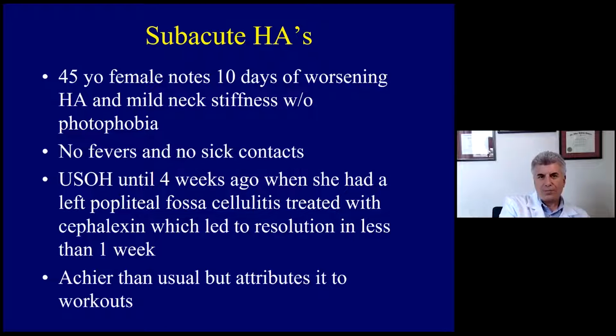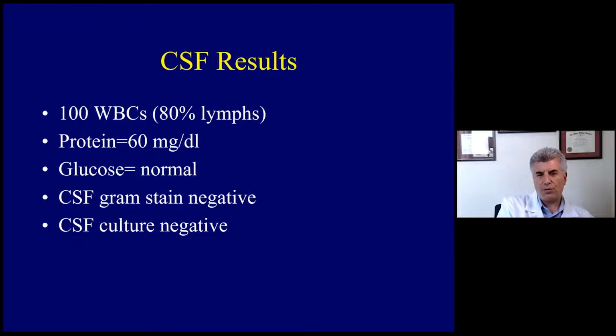Next case, subacute headaches. A 45-year-old female notes 10 days of worsening headache and mild neck stiffness without photophobia. There were no fevers, no sick contacts. She was in her usual state of health until 4 weeks before, when she had a left popliteal fossa and back of the knee cellulitis, treated with cephalexin, which led to resolution in about a week. She was achier than normal, but attributed it to her workouts.